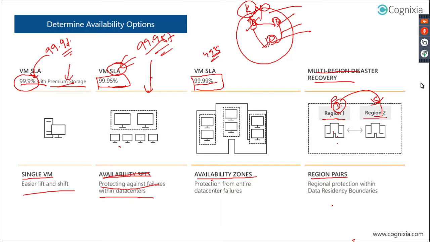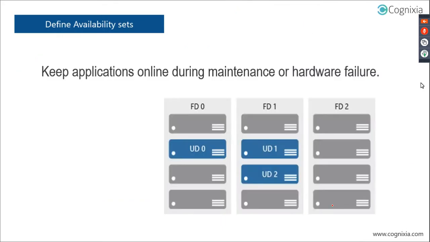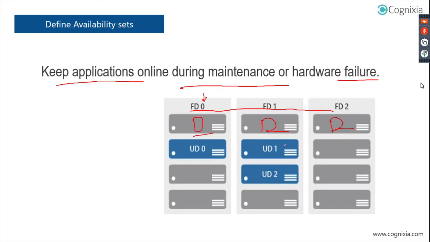So these are the high availability options which I can use, and I can manage my services. How do you define it? As I already told you, keep the application online during maintenance or hardware failure, where we have FD, which is known as fault domains. You will get fault domains where you will place your virtual machines. All your VMs will be placed in different fault domains. If you are going to create 3 virtual machines, your VMs will be placed in 3 fault domains, like a rack inside a physical data center. So your VMs will be placed in different racks.